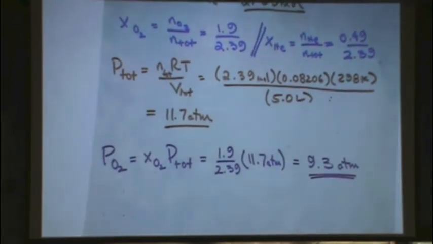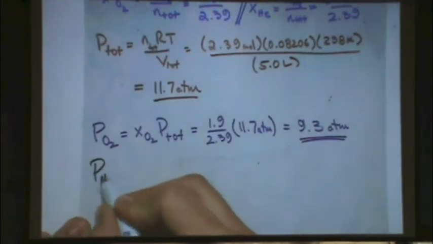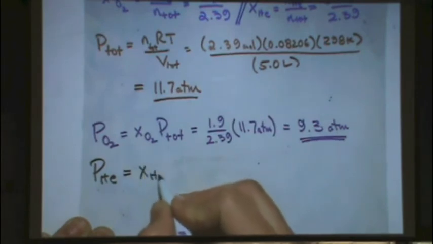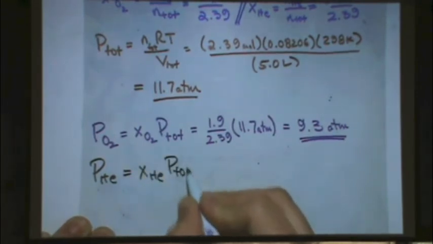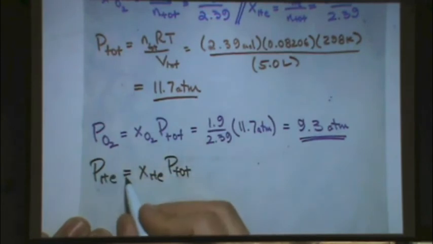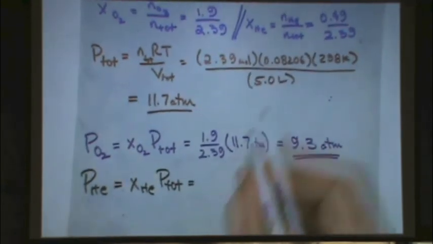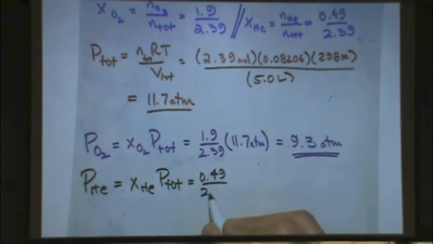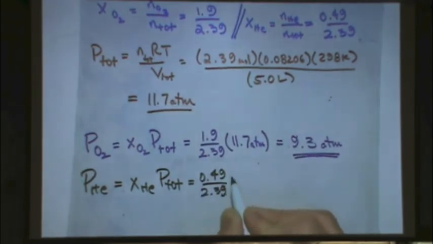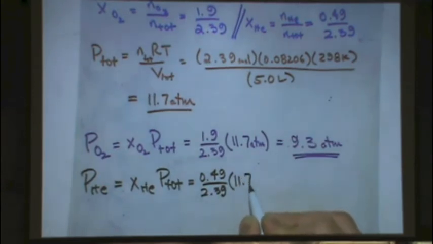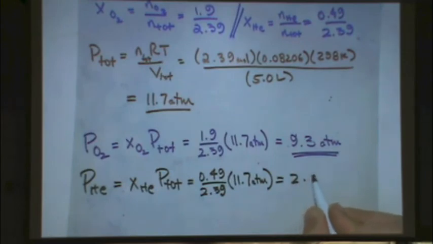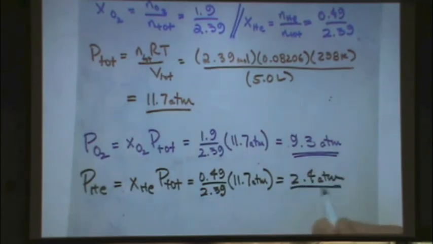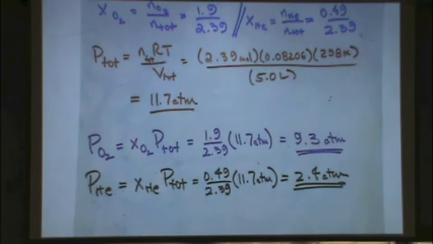Let's do the same now for helium. Partial pressure of helium is the mole fraction of helium times the total pressure. And this is what we typically call Dalton's law here on the left-hand side. Mole fraction of helium is right up there at the top, upper right-hand corner. 0.49 over 2.39. And again, times the total pressure, 11.7 atmospheres. This turns out to be 2.4 atmospheres. And that's the pressure exerted by the helium in the container.